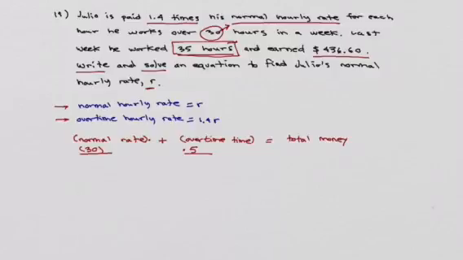Okay, so what you should have is his normal rate times 30. Now, normally, I'm going to do this a little bit differently. So we'd say normal rate times 30, plus overtime rate, which was 1.4R, times 5, equals total amount of money, which we were given to be $436.60.